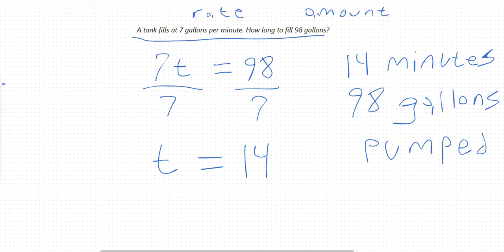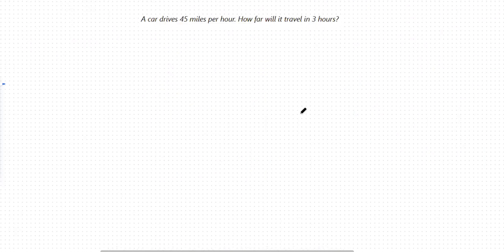And we set up the equation here by just breaking down what is the rate and what is the amount that's being filled. You'll often see this expressed as rate times time equals distance. Don't let that distance mix you up. It can also fill in these situations here. Okay, let's move on to another example.